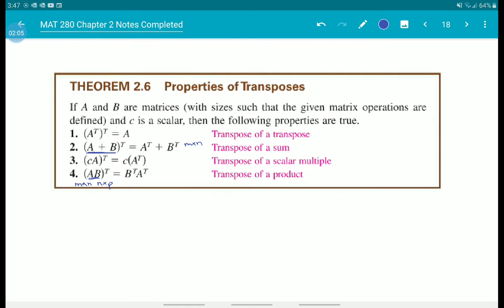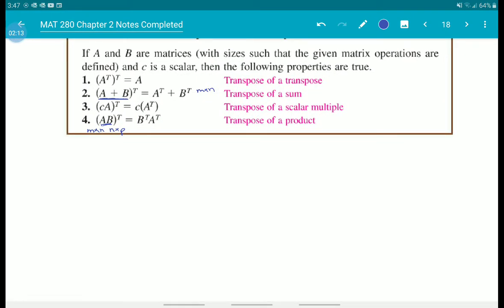So let's kind of walk through these. Number 1 says if we take the transpose of the transpose, we'll get that matrix back. So that one's pretty easy to see. Just for fun, let's go prove that one. So we're going to let matrix A be this matrix.